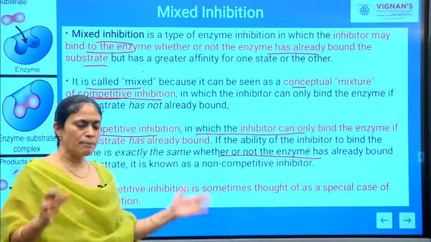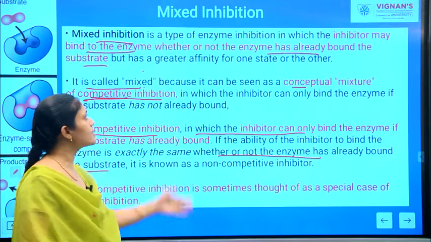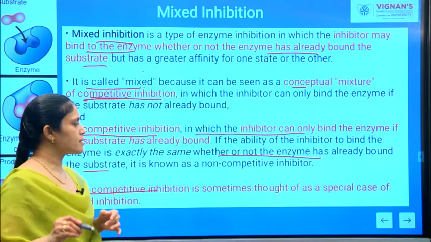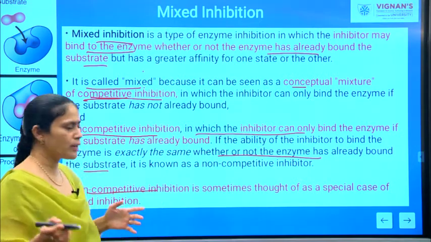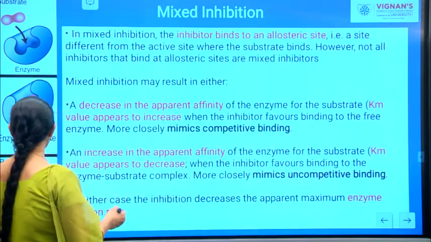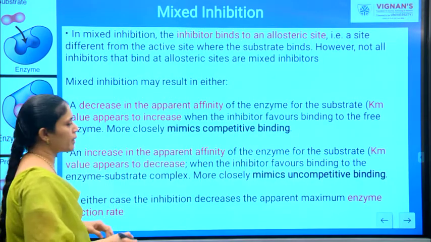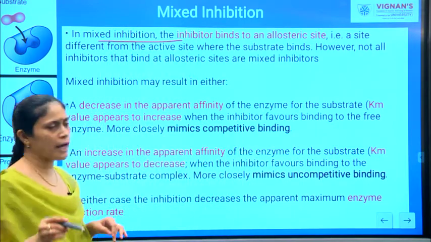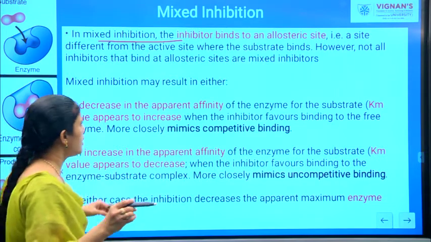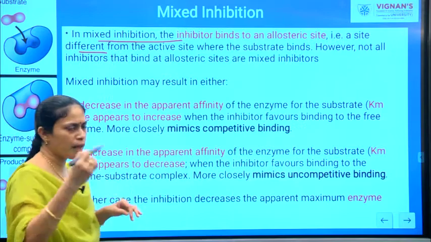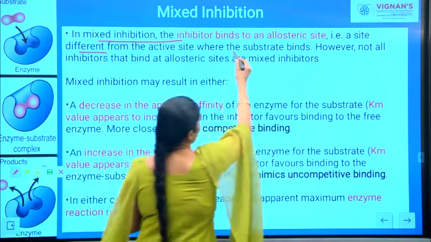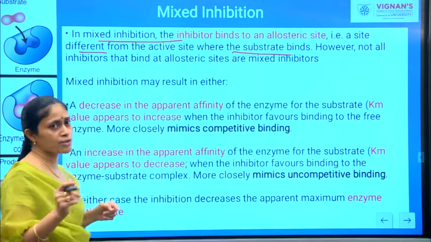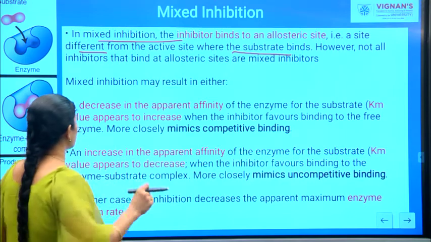So a mixture of these inhibitors can be considered a mixed inhibition process. Non-competitive inhibition is sometimes considered a special case of mixed inhibition. In mixed inhibition, the inhibitor binds to the allosteric site, as we have already discussed. That means it will bind to a site different from the active site of the enzyme, where normally your substrate binds. However, not all inhibitors that bind to allosteric sites are mixed inhibitors.